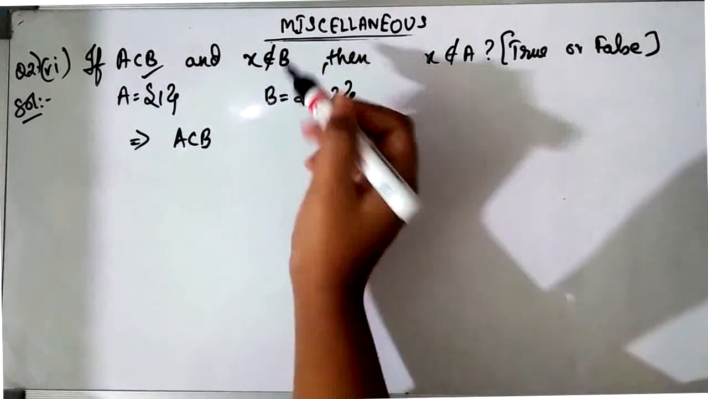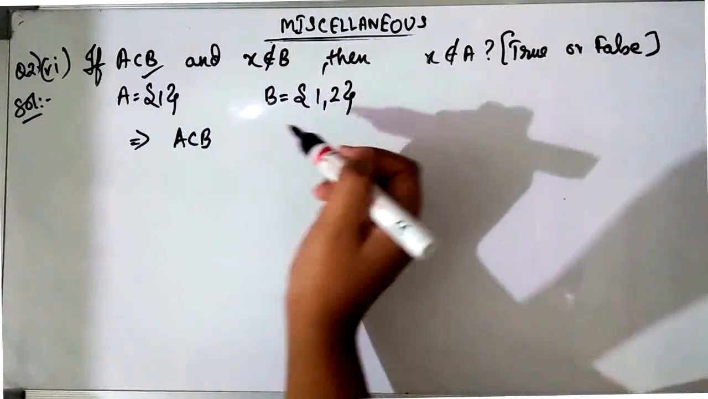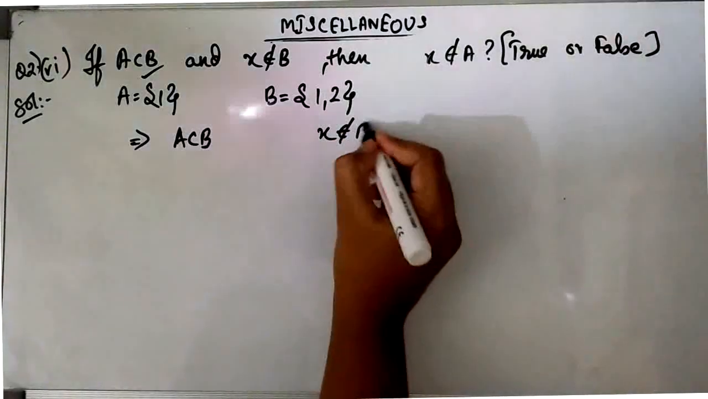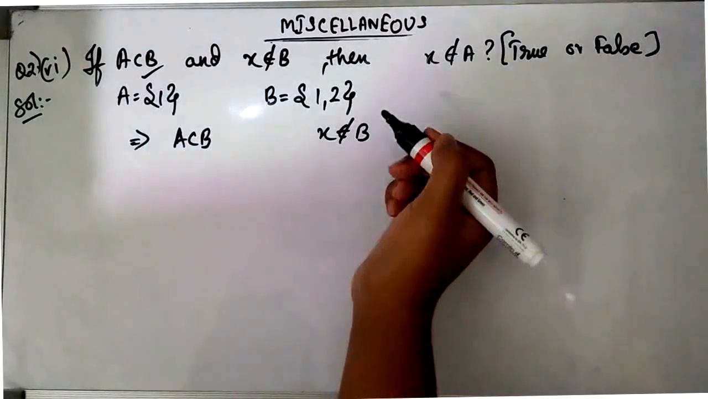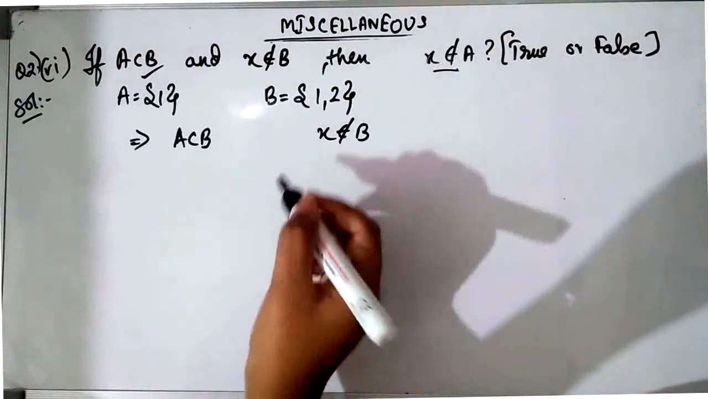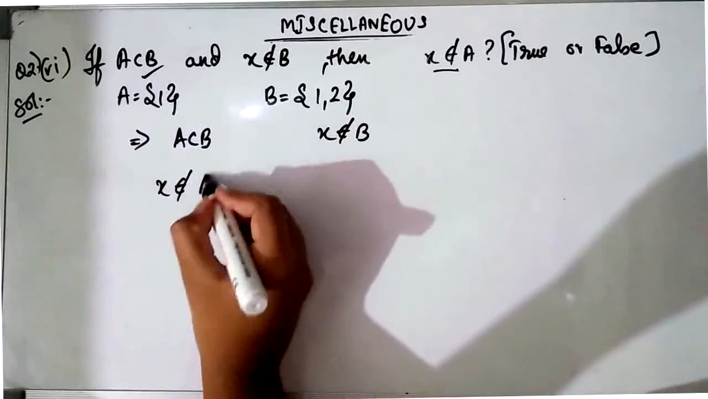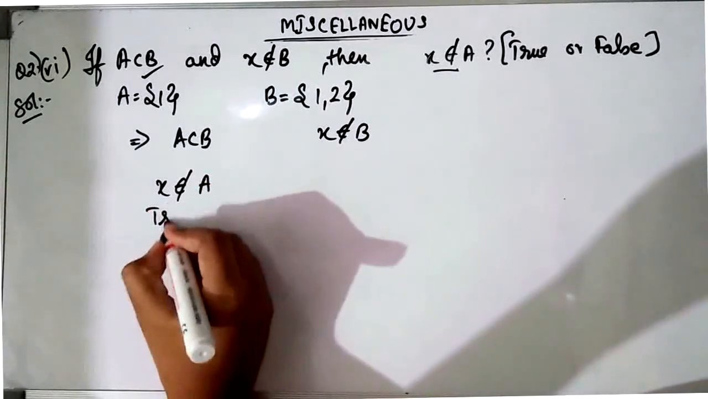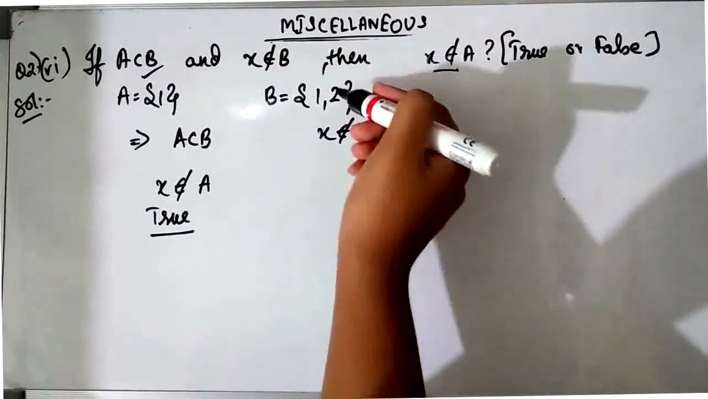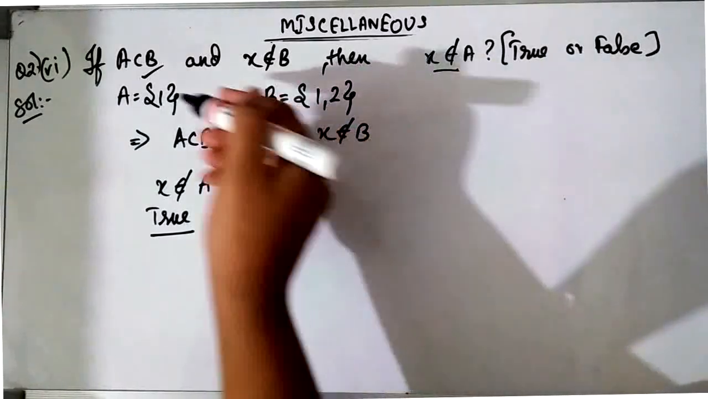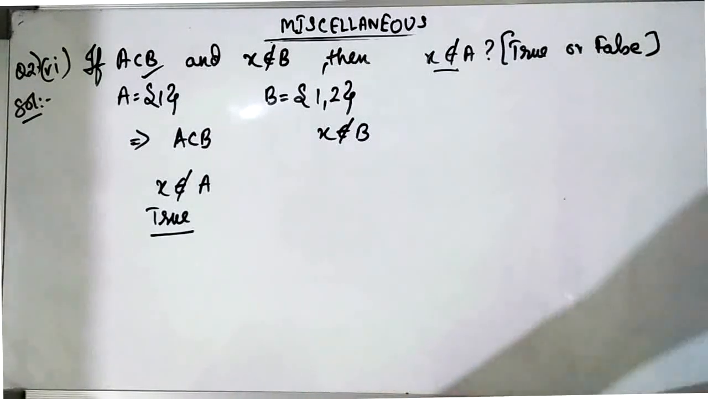Now they say that X should not belong to B. Okay, now here we have not taken X to be an element in set B. So with this we can say that X will not belong to B because we did not take X to be an element in B. Now we need to check whether X will belong to A or not. Now if you see that X is not present in set A, so X will not belong to set A. So hence this time the statement is true. Now since A is a subset of B, and if X does not belong to B, then automatically it will not belong to its subset too, that is set A. So with this we can say that this statement is true.